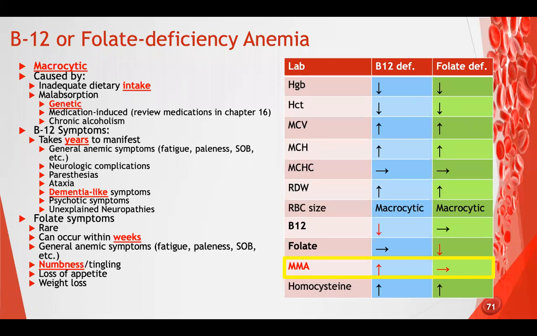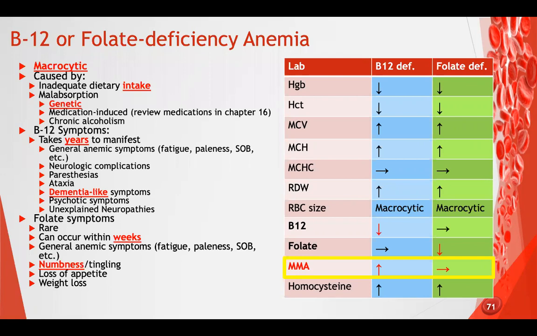So specifically with B12, the symptoms can take years to manifest. And general anemic symptoms, meaning that they'll have the fatigue, paleness, shortness of breath, but then you have the addition of those neurologic complications like the tingling, paresthesias. They can have ataxia or dementia-like symptoms. And if it's so severe, they could also have psychotic symptoms, and then even unexplained neuropathies.